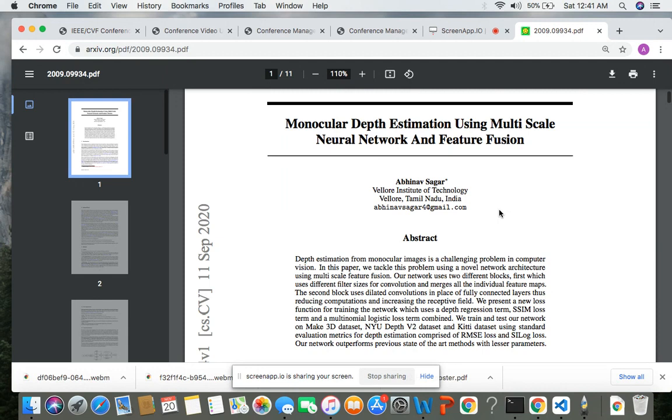We use standard evaluation metrics using RMSE log and SI log loss for evaluating a network. Our network is able to perform on par with the previous state of the art networks while it's still running at a good enough FPS, thus making it work for real-time applications.